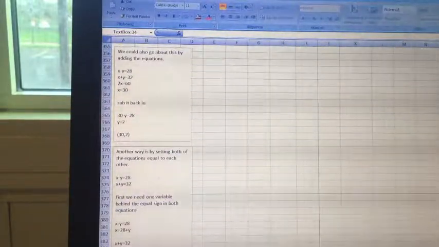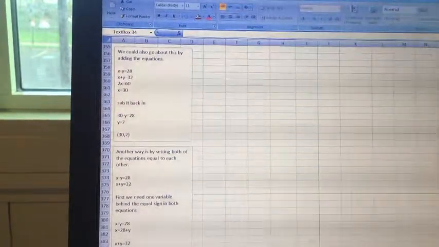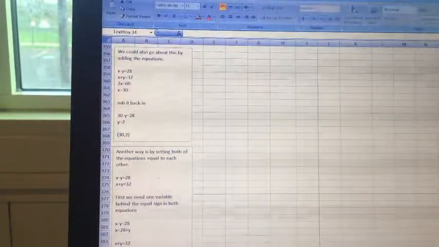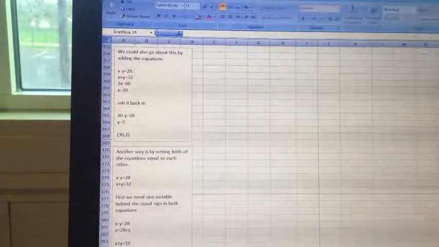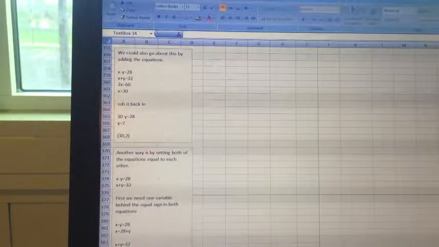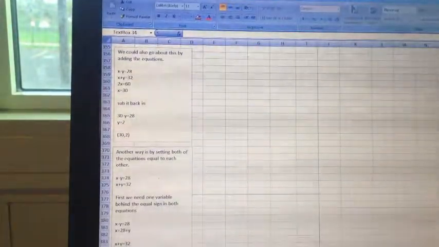x equals 30. So then we're going to take the 30 and sub it in for our x value into our equation. We're going to solve for y, and we're going to get y equals 2. And then, as you can see, we get the same point, 30 and 2, as our values.